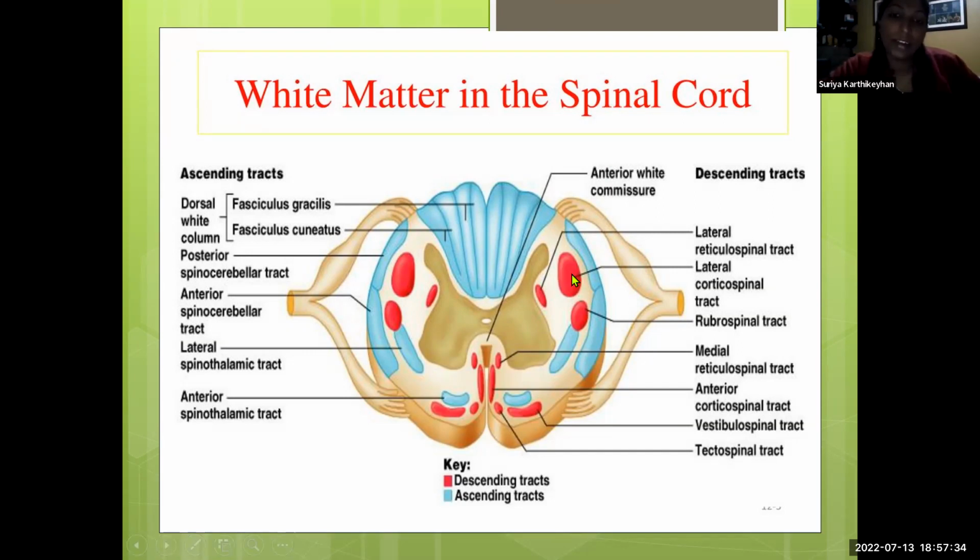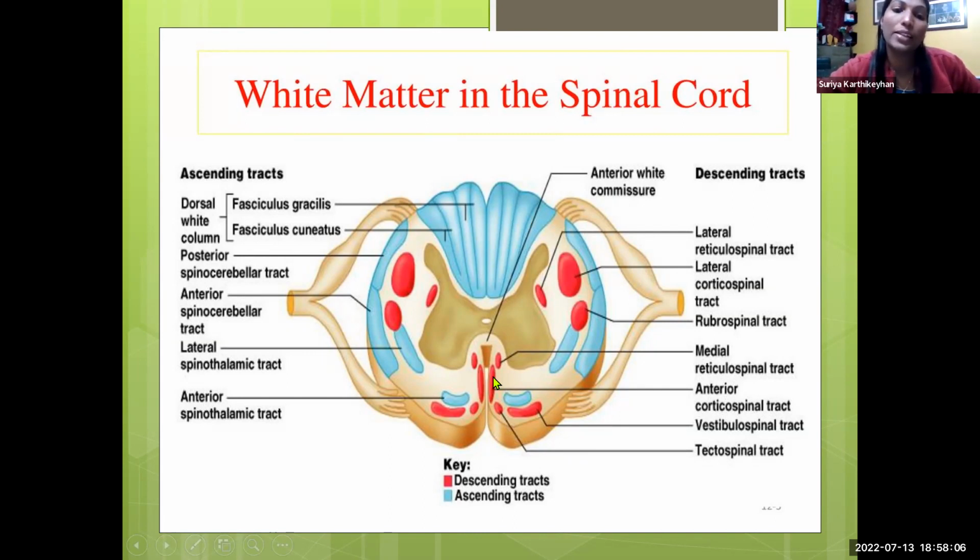So the lateral corticospinal will be coming from the primary motor area. These are the descending tracts. Descending tracts means they will be carrying the tracts from the cerebral cortex till the spinal cord level. All these tracts from the cerebral cortex reach the spinal cord. The lateral corticospinal occupies the lateral white column, and then we have the anterior corticospinal near the anterior median fissure on either side. This area is for the anterior corticospinal.